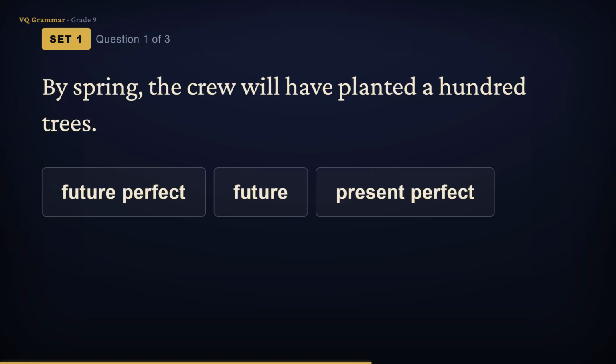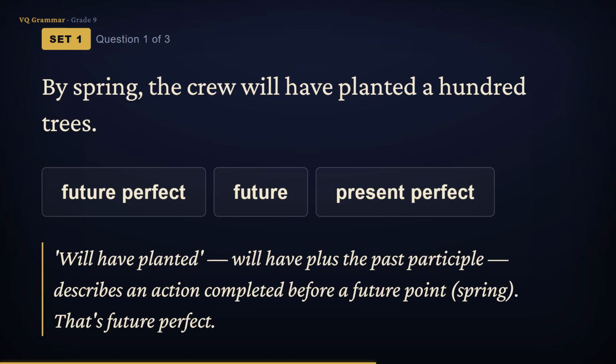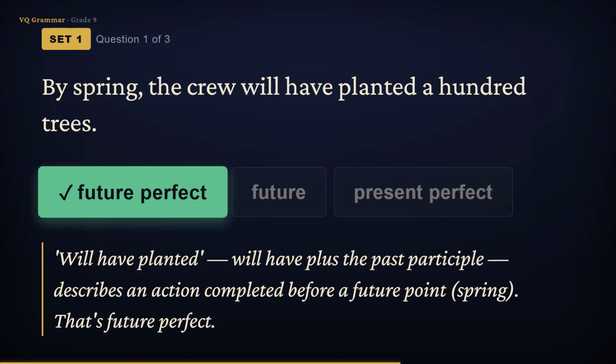By spring, the crew will have planted 100 trees. Look at the verb, will have planted. There's the will, pointing to the future, and there's a form of have with the past participle, planted. So it's a perfect tense. And the phrase, by spring, tells us the planting will be finished before a future point. Future time plus have. That's the future perfect.